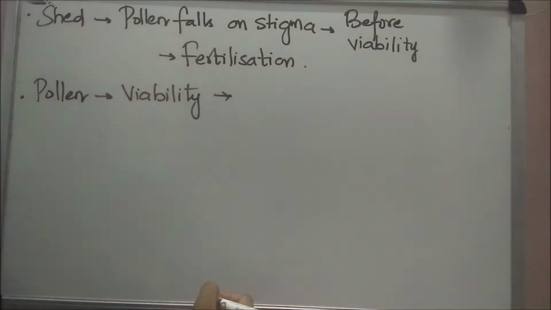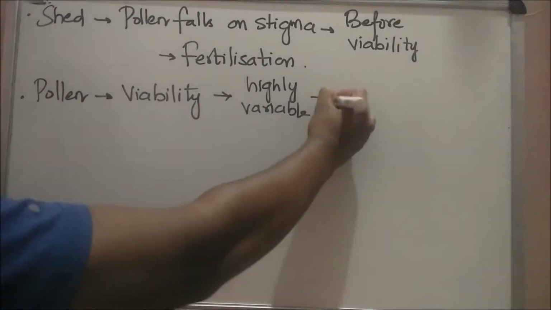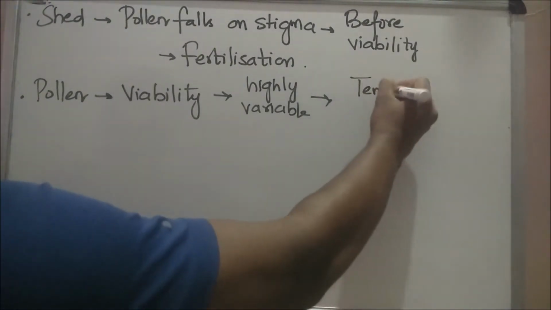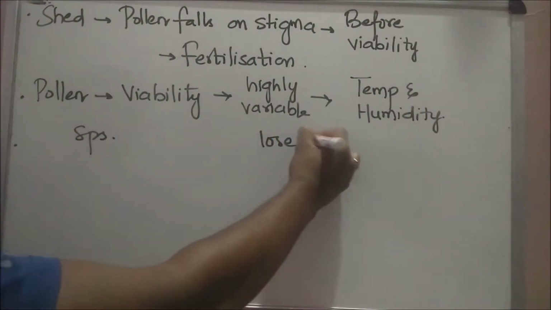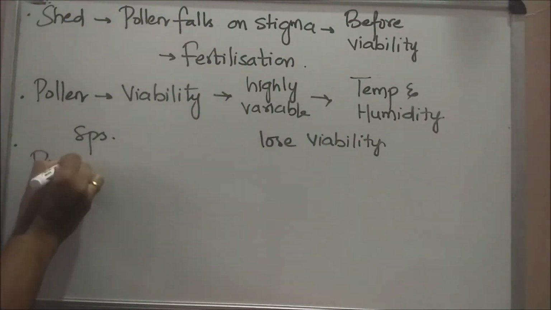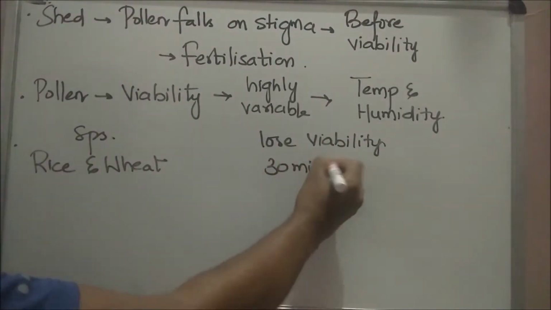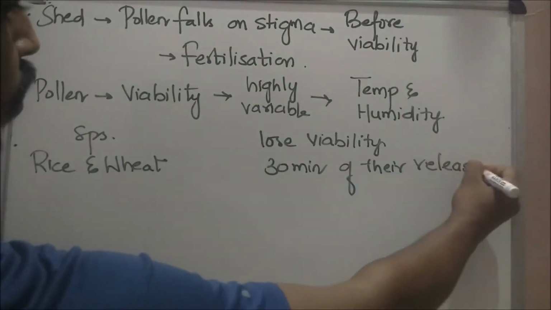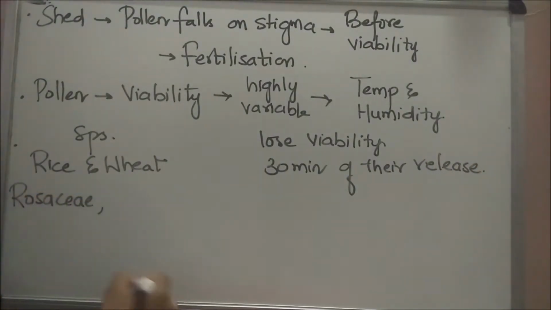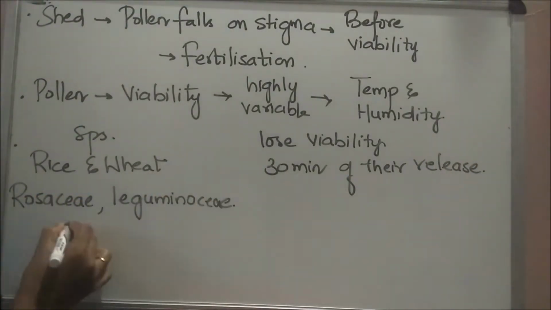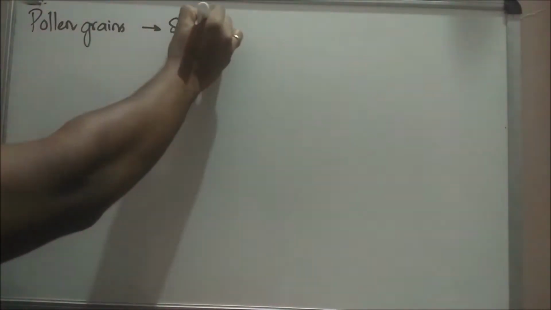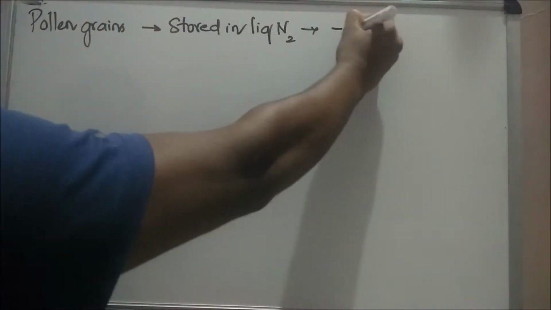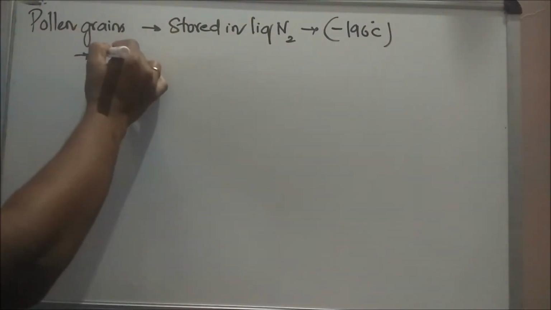The period for which the pollen grain remains viable is highly variable and to some extent depends on temperature and humidity. For example, in species like rice and wheat, the viability is around 30 minutes after their release. In other species like Rosaceae, Leguminosae and Solanaceae, the viability is around months. Pollen grains of a large number of species can be stored in liquid nitrogen, that is minus 196 degrees.